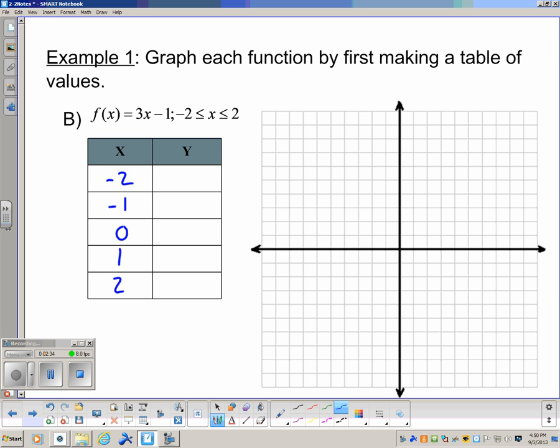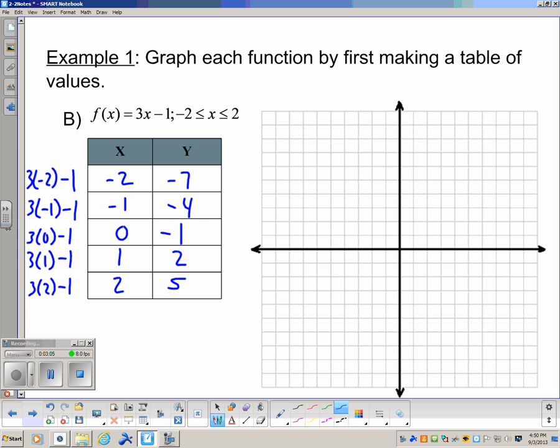Now I'm plugging those in. I'm going to go 3 times negative 2 minus 1, so I get negative 6 minus 1, which is negative 7. I can do 3 times negative 1 minus 1: negative 3 minus 1 is negative 4. I can plug in 0, so 3 times 0 minus 1 is negative 1. 3 times 1 minus 1 gives me 2, and then 3 times 2 minus 1 is 5.